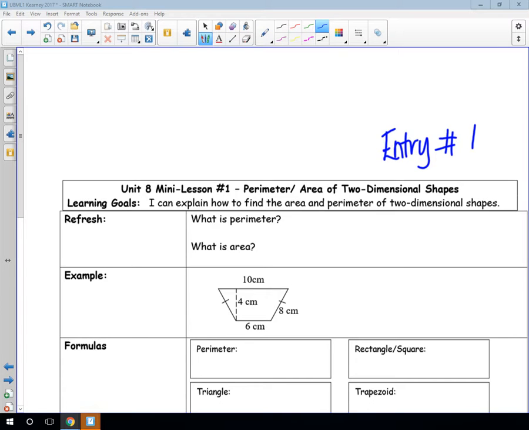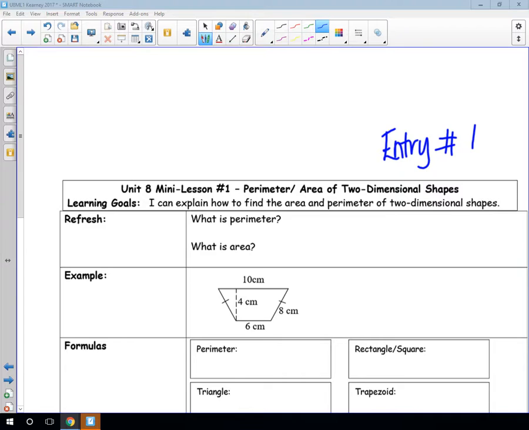All right, so our learning goal is by the end of today, I want you guys to be able to explain, if someone wasn't here today, how to find the area and perimeter of two-dimensional figures with an emphasis on triangles and trapezoids. So let's just do a quick refresher. This is just a review from last year. What is the difference between perimeter and area? Because sometimes we get those two confused. So what is the difference between area and perimeter?